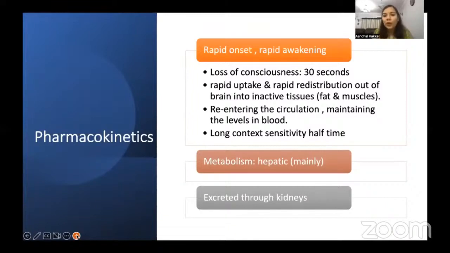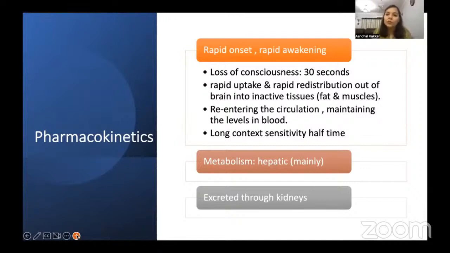and muscles. So once the peak is reached and after the redistribution, the peak declines because of the metabolism. Then the peak concentration in the blood is less and the concentration in the fat and muscle is more. So the drug travels from fat and muscle again into the circulation, re-entering it, and the blood levels are again maintained. So there's a long context sensitive half time. The drug actually lasts for a longer duration, and there is resedation after the rapid awakening of the patient.